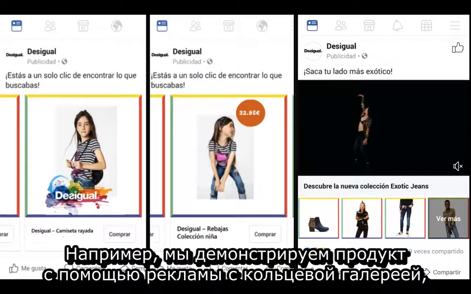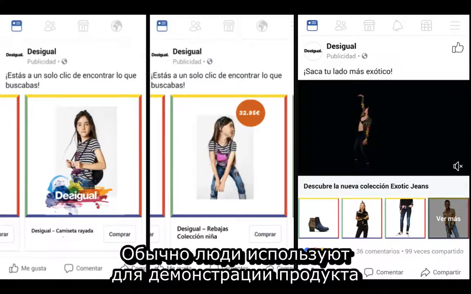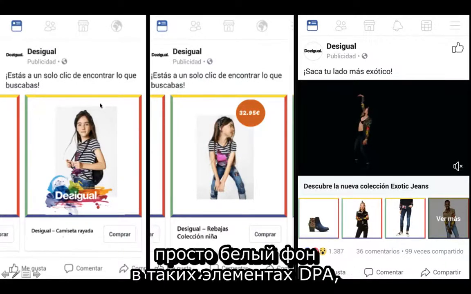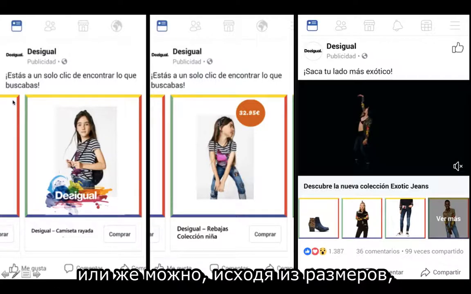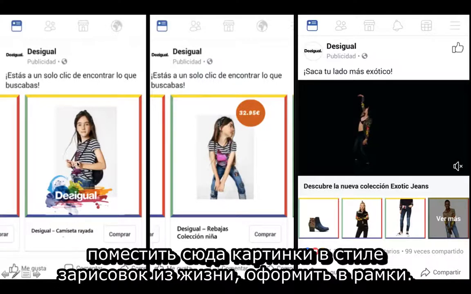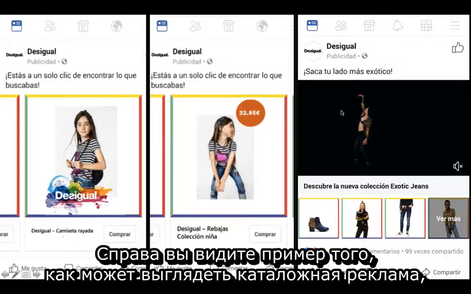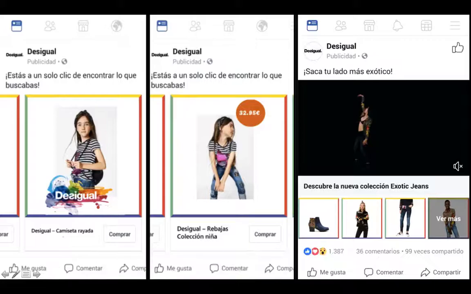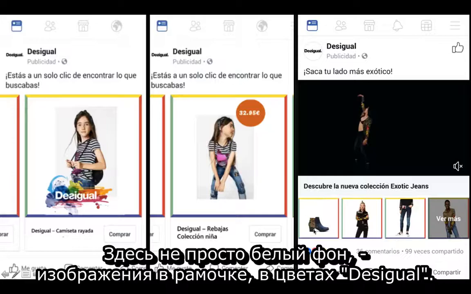So for example, a carousel ad where you demonstrate your product in a dynamic way. And usually people only use white background in those DPA images with the product in front of it. But you could also play around with some overlays, for example, the price, or you could even compose your own feed and then have some lifestyle pictures or some frames behind it. And this has helped us a lot. And on the right side, you also see an example of how a collection ad would look like if you create a customized feed with not only the white background, but for example with the frame that Desigual has created here. Okay.